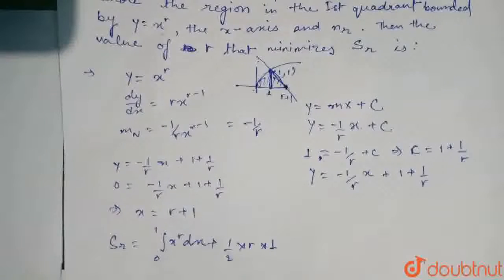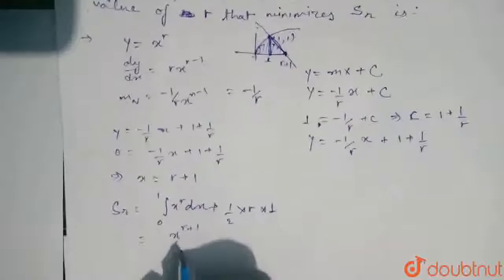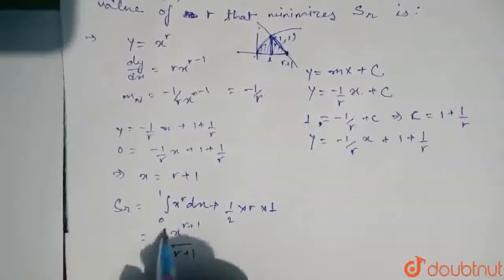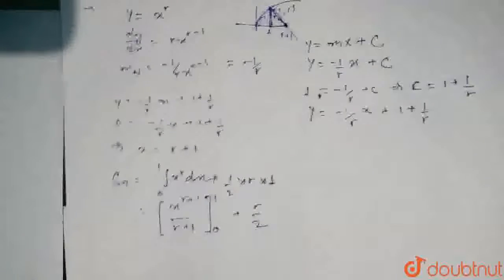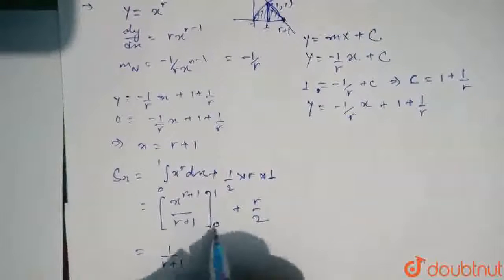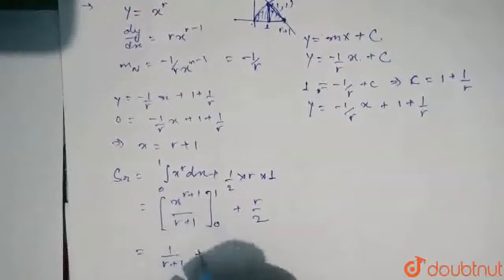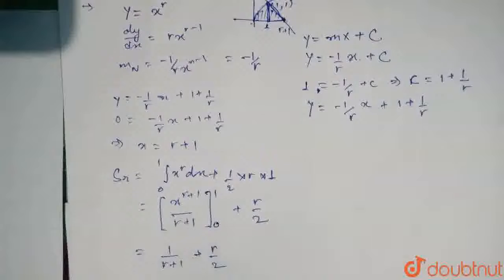So this is S_r. We'll calculate it as x to the power r plus 1 upon r plus 1 from 0 to 1, plus r by 2. On putting 1 it will be 1 upon r plus 1, and on putting 0 it will vanish, plus r by 2. So this is the area bounded by the given curves; S_r depends on r as 1 upon r plus 1 plus r by 2.